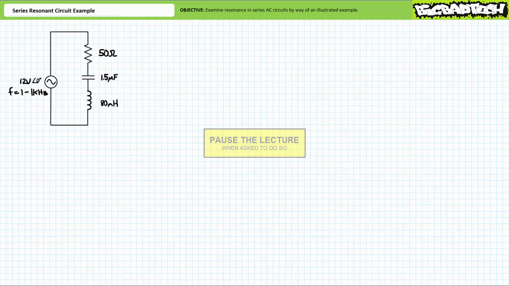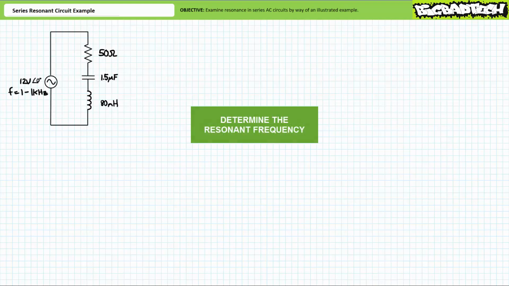Consider the following series circuit consisting of a 50 ohm resistor, a 1.5 microfarad capacitor, and an 80 millihenry inductor. The source is an effective value of 12 volts and an excitation frequency that can be varied up to 1 kilohertz. First question, what's the resonant frequency of this circuit?